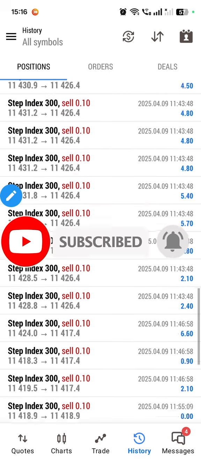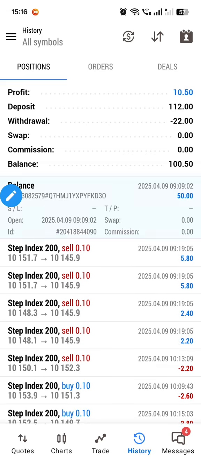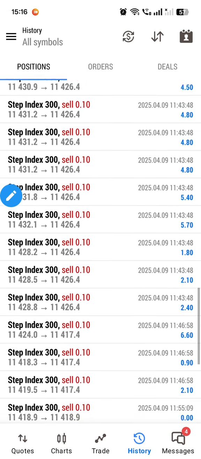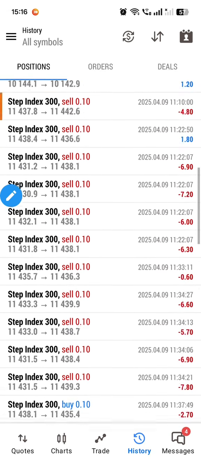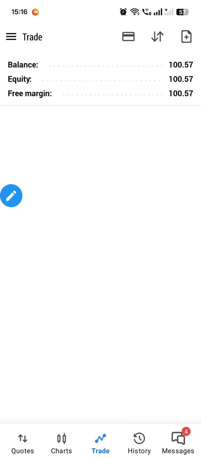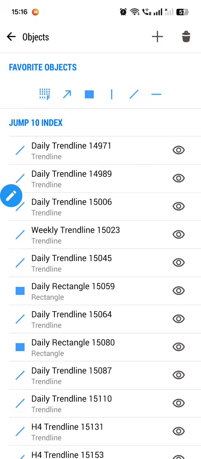Alright, so let me first start by going to the history. You can see there was 50 USD deposited. The client actually managed to level up and get it to like 100 and something USD, and he handed me the account at 100 USD exactly.